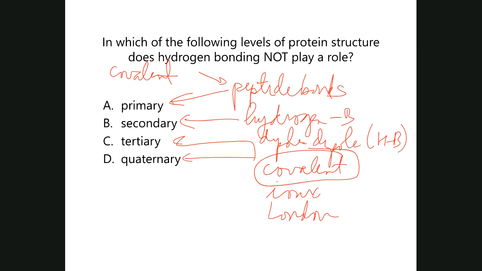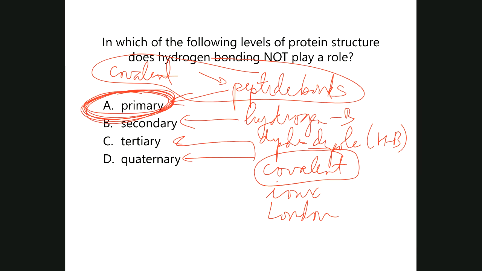When the amino group of one amino acid bonds to the carboxylic acid of the other and they form the amide, i.e. the peptide bond, that is a covalent bond. So hydrogen bonds are in no way, shape, or form involved in the maintenance and establishment of primary structure. I just want to make sure you have that very, very clear.